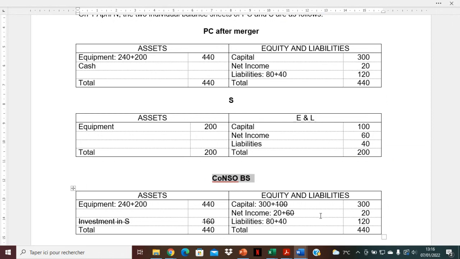So in a statutory merger, I buy all the assets and liabilities individually, and in a stock acquisition, I buy just the shares. Let's see the statutory merger from the point of view of company S. What does company S do? Company S has equipment of 200 and now sells this equipment for 200. Obviously, after selling all the equipment, nothing is left. But as a purchase price, they receive cash.